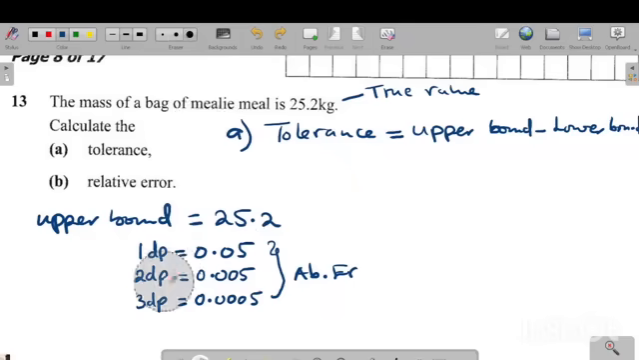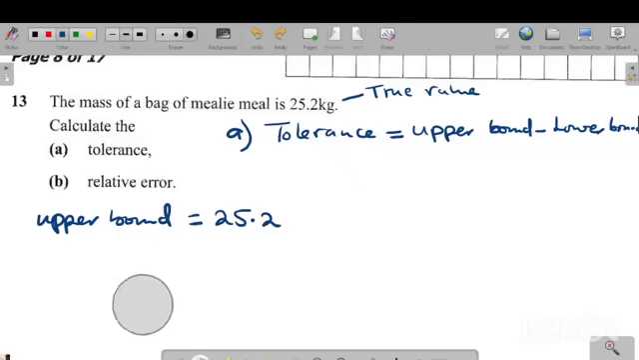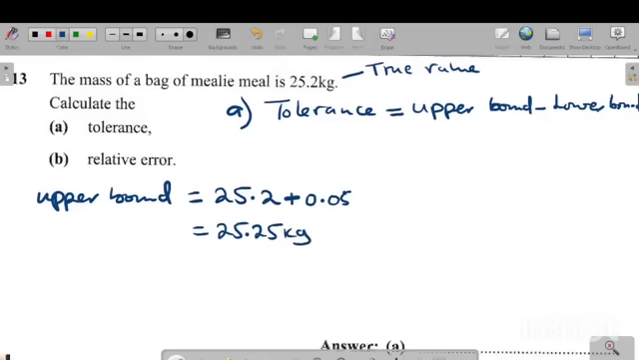Okay, so we're going to add 0.05, and this gives 25.25 kilograms. Okay, so that's the upper bound.